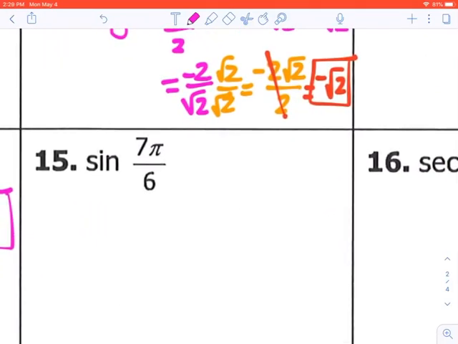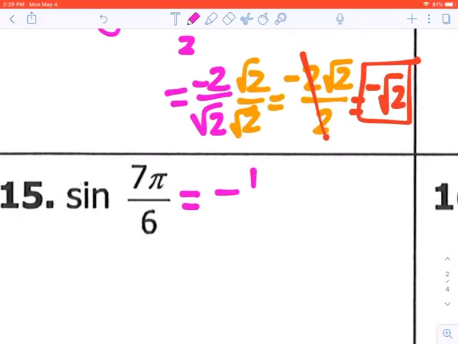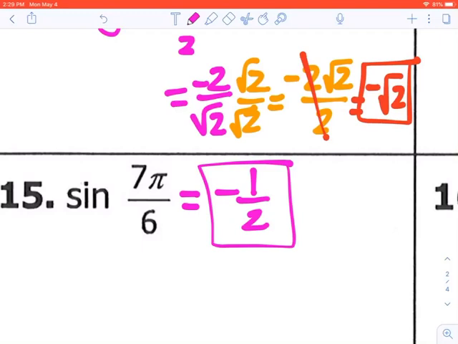Last couple here, sine 7 pi over 6. So I go to 7 pi over 6, that's the 210-degree angle. The sine is going to be the y value, and the y value is going to be negative 1/2 there when you look at your unit circle.